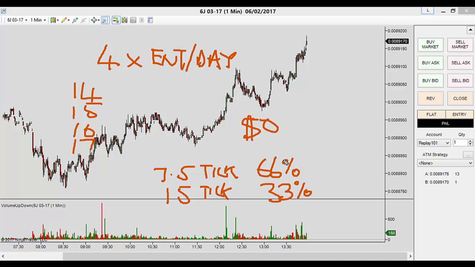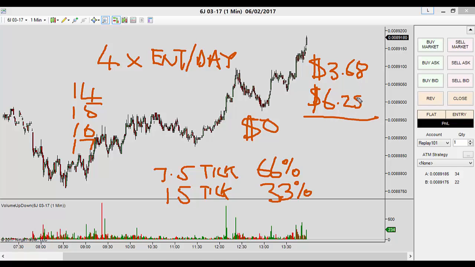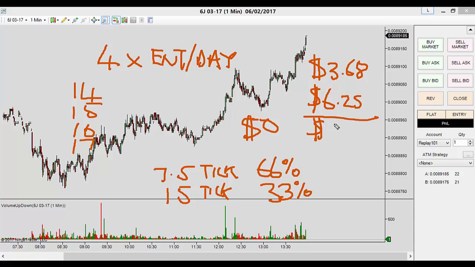That means if there were no costs, we should expect 0. But as we've got spread, which is going to be $6.25, which is a half tick on the Japanese yen, we've got spread and we've got commissions. And commissions with TopStep is 3.68, so we'll just go with that. So each trade we take should end up with a net average loss of minus 6.25 minus 3.68, which is 9.93. That's what we should expect.